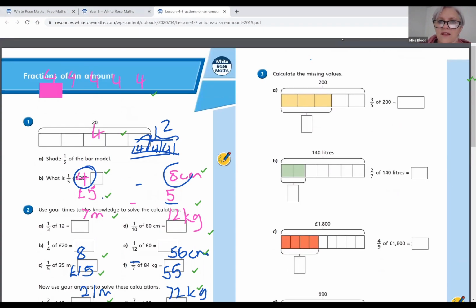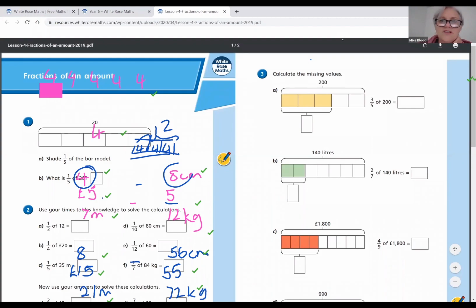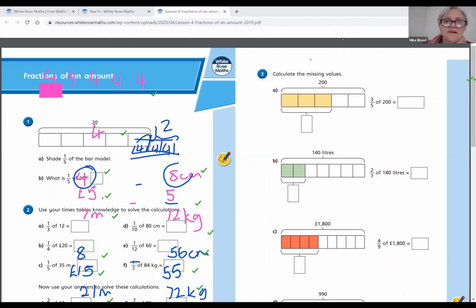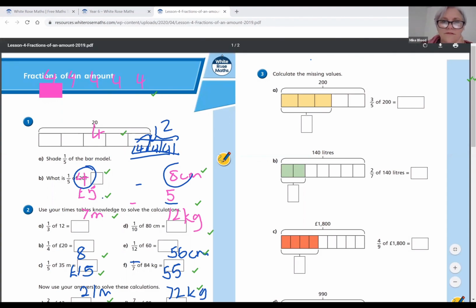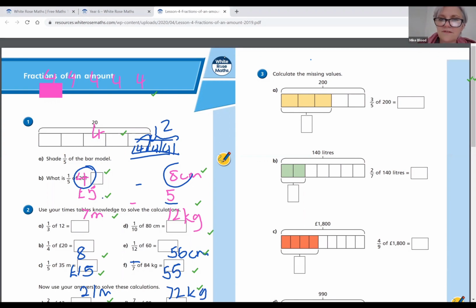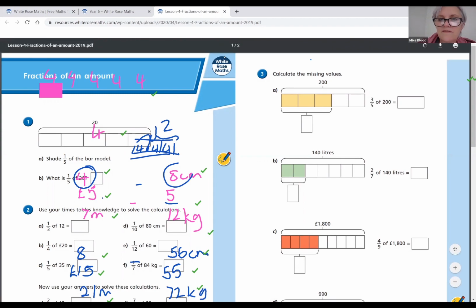Yeah, there we go. Those have all gone in the wrong place now on that side. So calculate the missing values here. We want 3/5 of 200. Why is that not working? It's too wobbly. So 3/5 of 200. So there's my bar of fifths, there's my 200.